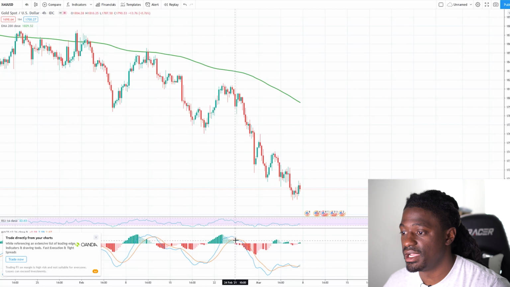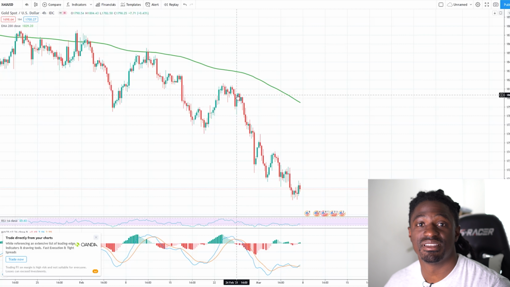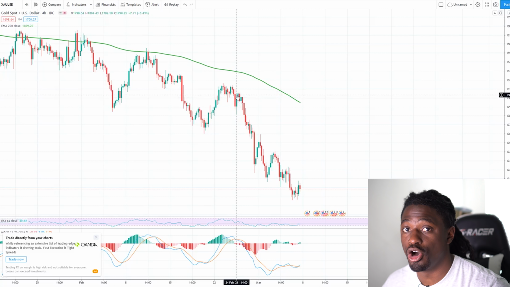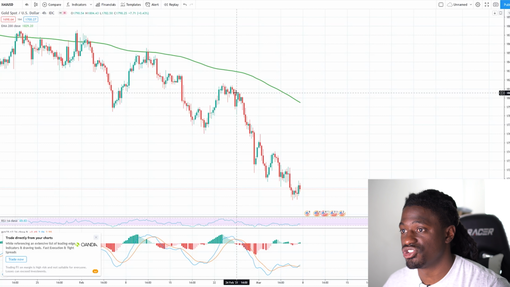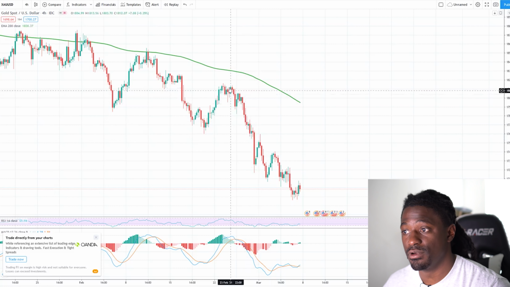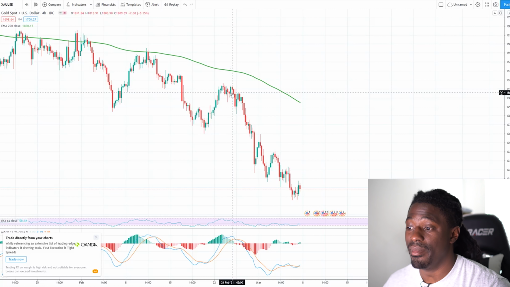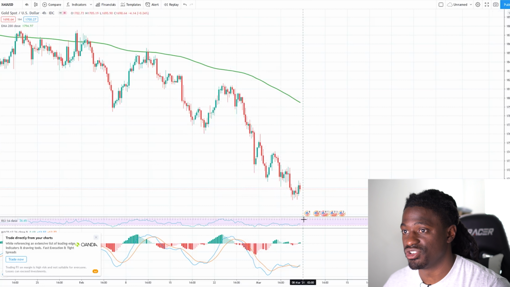The MACD is the blue line, crossing the signal line, and we would have taken a sell, saying that gold was going to go down. We would have taken this trade, gold would have gone down, and we would have been in a major profit right here on this swing trade, guys.